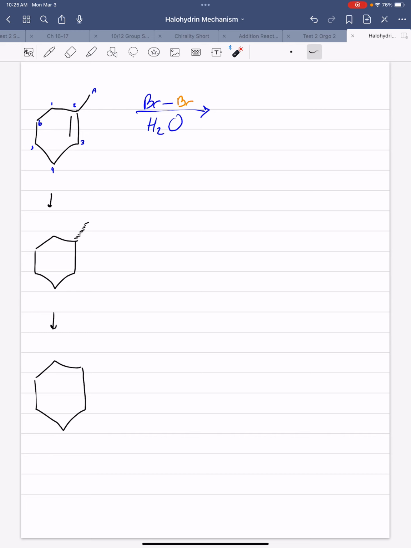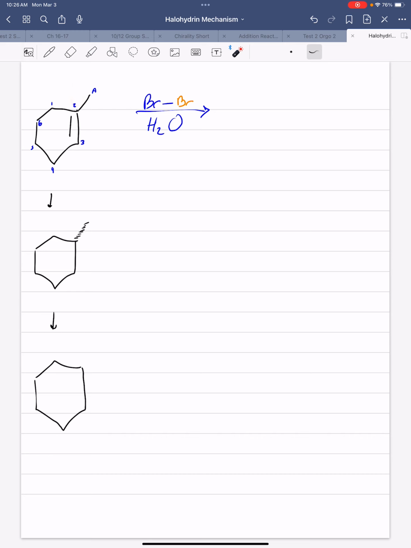Now this is one of the few mechanisms that I tend to see come up on tests where the professor will ask you to draw the whole mechanism out. Fortunately, it's quite easy provided that you keep track of your partial positive and negative charges and understand that the water molecule, which ultimately gives way to the hydroxy ion or the OH group, is going to attack the more substituted side of the original alkene.